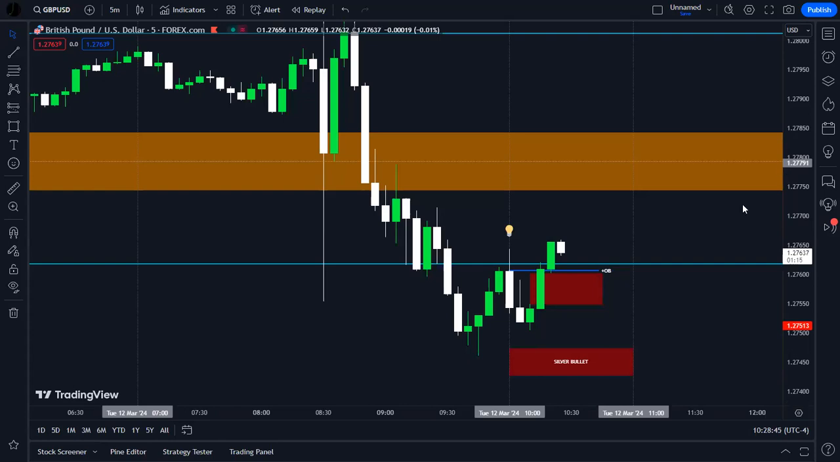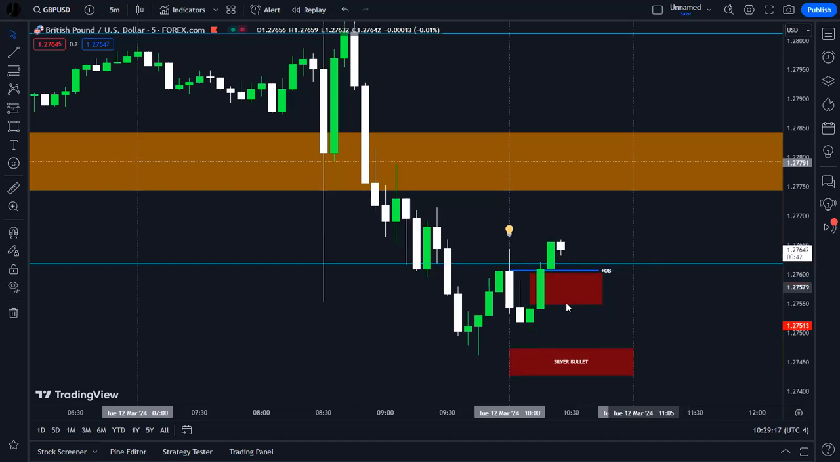So I would like to see price tap at least the lower end of the daily fair value gap. If it taps here, you can get your entries, but this one is also an entry plus the bullish order block. But this level, the lower end of that daily bullish fair value gap, is a very strong support.